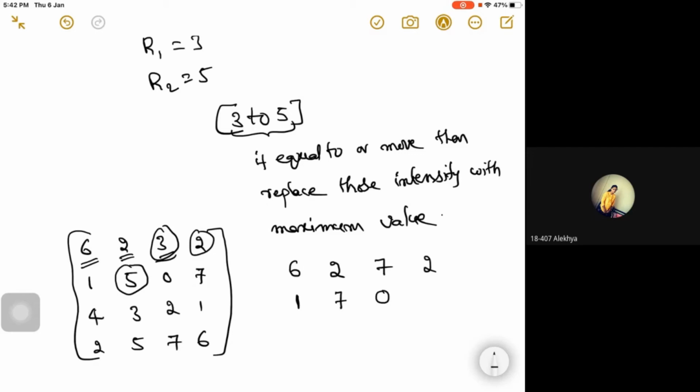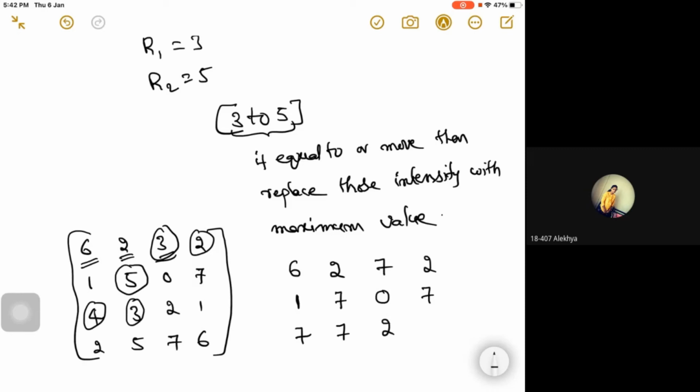Next 7. Yes, it is more than 5, therefore it does not belong to the range. Take it as it is. And 4, yes, it is within 3 to 5, so replace 4 by the maximum value 7. Next 3 belongs to the range, so it has to be replaced by the maximum value. Next 2 does not belong, so take it as it is.